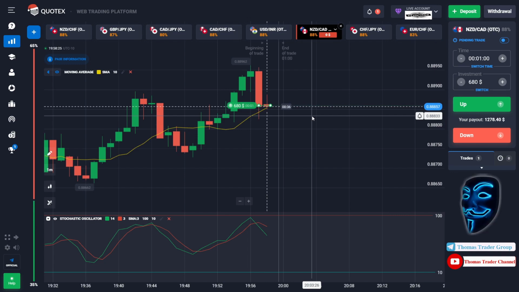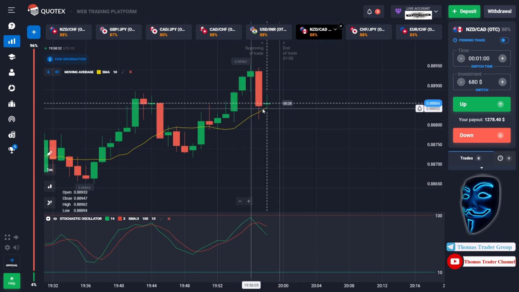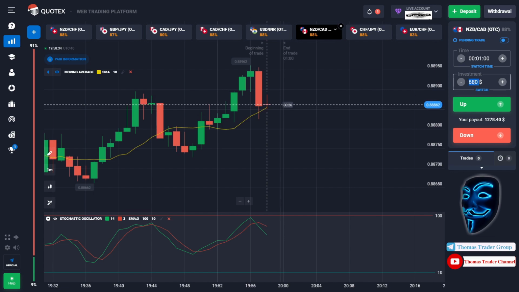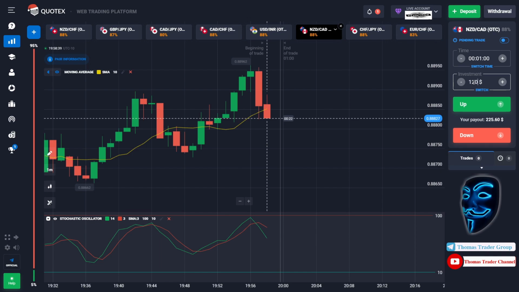We made a right prediction over here. We made a profit of $1,278. Since the max trade amount is only $1,000, let's divide it into two. We will open two positions of $600 in the next open position.